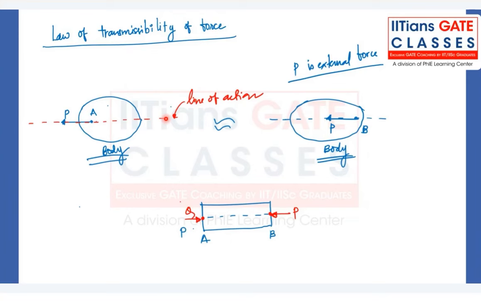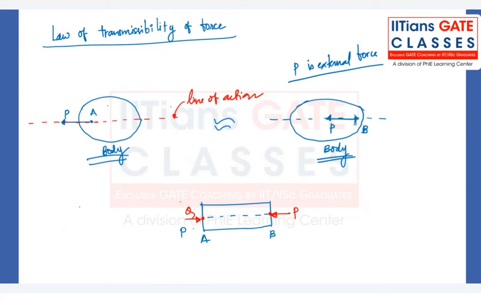Okay, we got it. Yes, Pranjal, in this case the body will remain unaffected. For example, let's say because of this force the body is moving in the left direction. If I apply the same force at point B, the body will also move in the left direction.